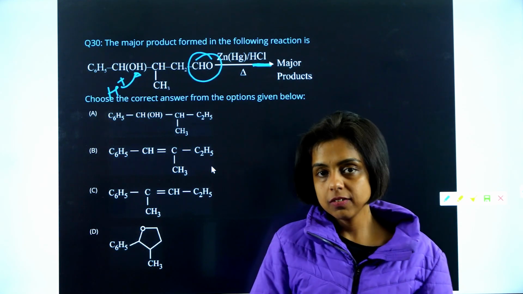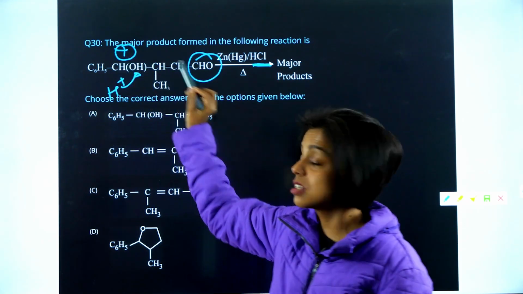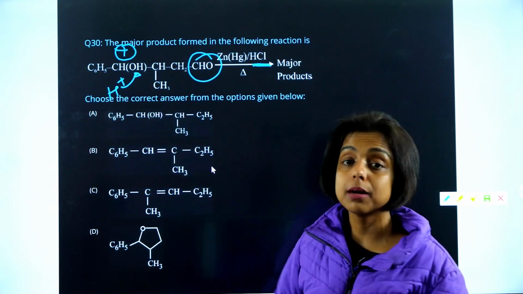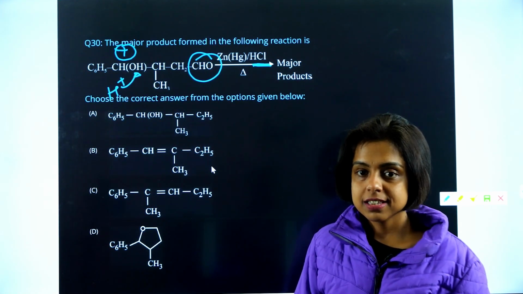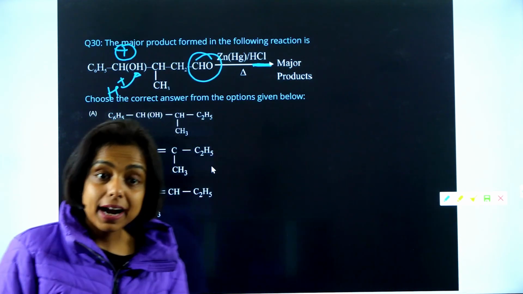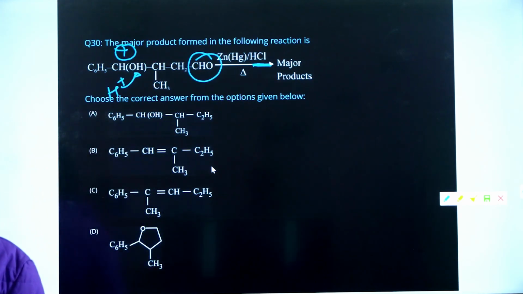So the H positive will attack on OH, water will be removed, and there is a formation of carbocation that will result into dehydration of alcohol reaction. Ultimately, we'll get a double bond here, right? Yes, other than the usual reaction, because there is OH which will be attacked by acid, and dehydration will happen and we get alkene over there. So you can match the answer from the given options.